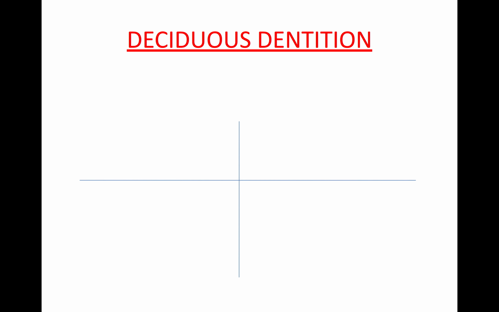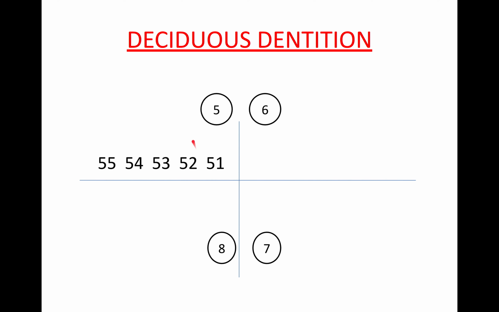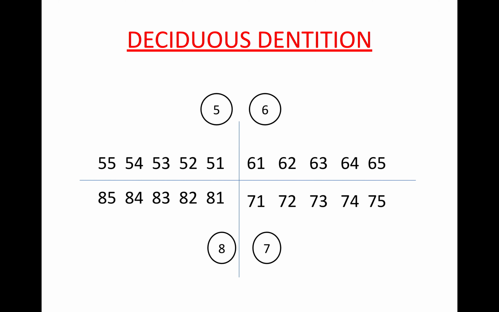While in deciduous dentition we name the quadrants 5, 6, 7, 8. Okay, 5 stands for the maxillary right side arch, 6 stands for the maxillary left side arch, 7 stands for the mandibular left side arch, and 8 stands for the mandibular right arch, sorry. So each tooth has its own number like this.